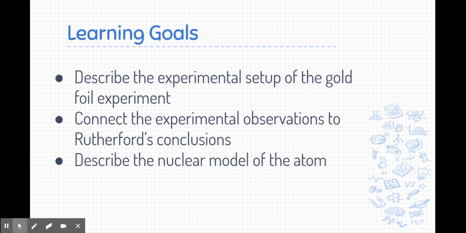Our learning goals for this lesson are as follows. I want you to be able to describe the experimental setup for the gold foil experiment. I want you to be able to take the experimental observations and connect them to Rutherford's conclusions about the structure of the atom, and then describe the key features of the nuclear model of the atom.